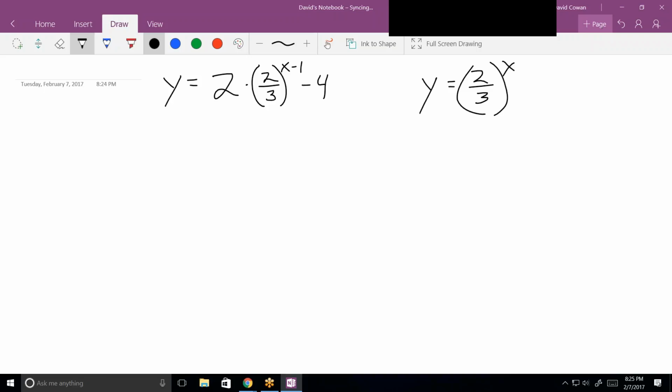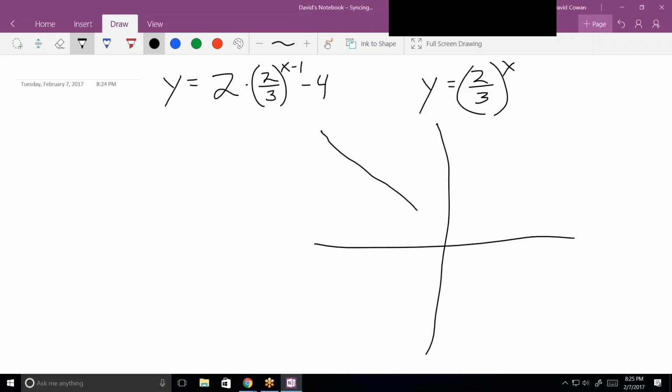And that matters considerably because when the growth factor is greater than 1, it has the shape of all the other ones we've been drawing. If the growth factor is between 0 and 1, then it's a decay. In other words, it has this kind of shape, still always going through that point 0, 1 because everything to the 0th power is 1.